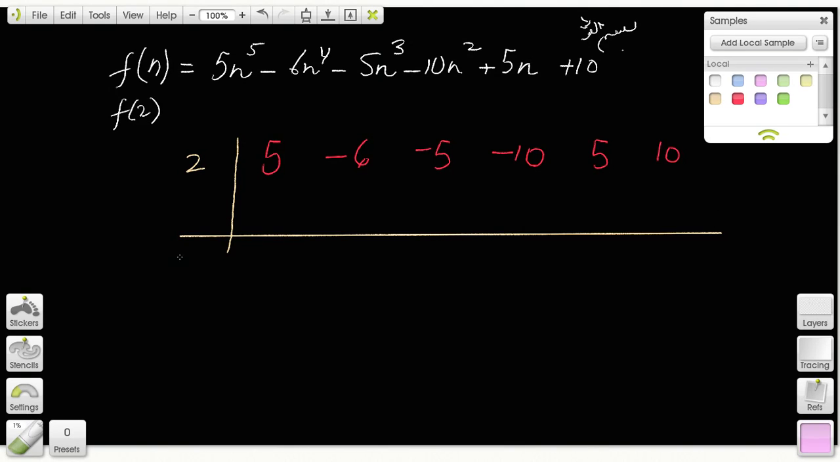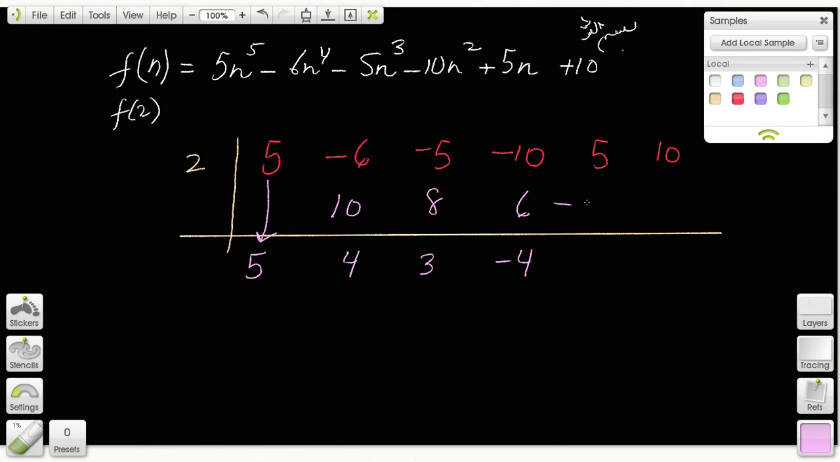Progressive logical reasoning. Okay, so don't mess with the first coefficient. Just bring it down, right? So bring the 5 down, and then multiply, add, right? So 2 times 5 is 10. Put it over there. And then add, you get 4. 4 times 2 is 8. Then you add, you get a 3. 3 times 2 is 6. You put it over there, and you add, you get negative 4.